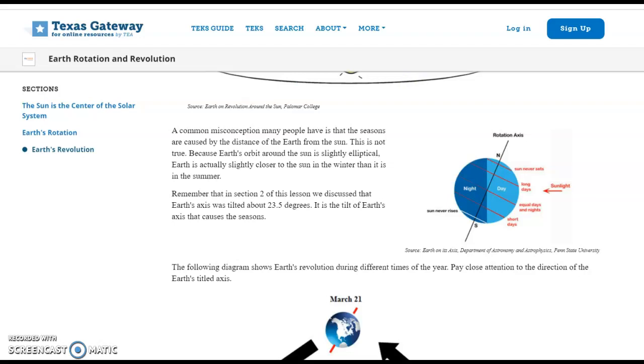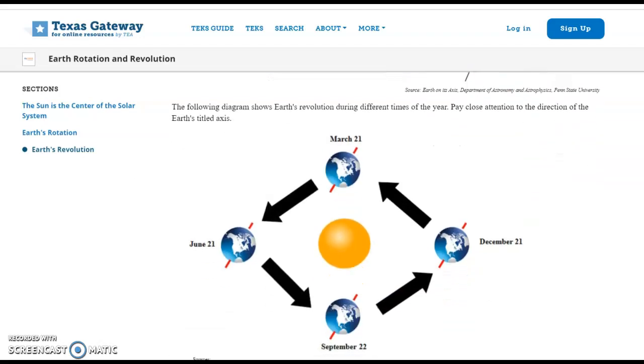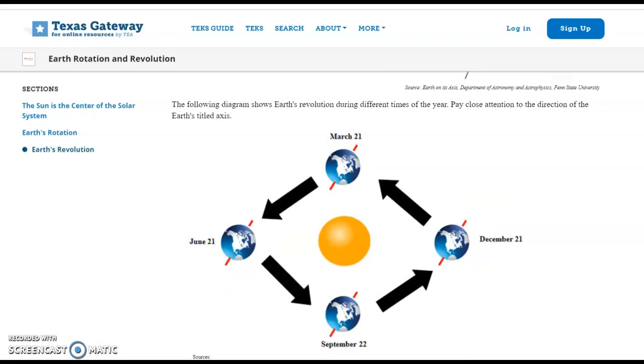Remember that in section 2 of this lesson, we discussed that Earth's axis was tilted about 23.5 degrees. It's the tilt of Earth's axis that causes the seasons. The following diagram shows Earth's revolution during different times of the year. Pay close attention to the direction of the Earth's tilted axis.